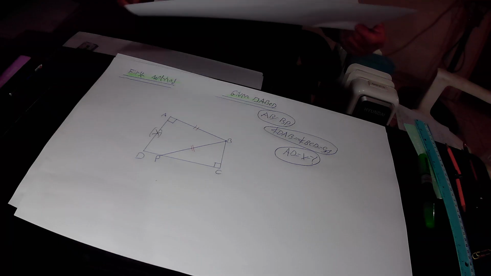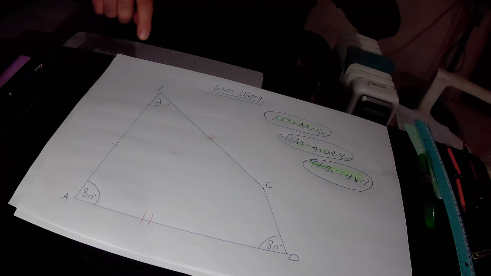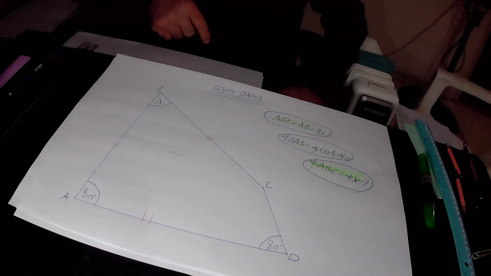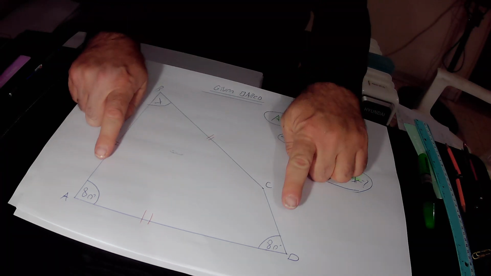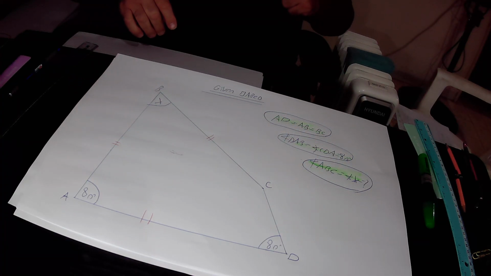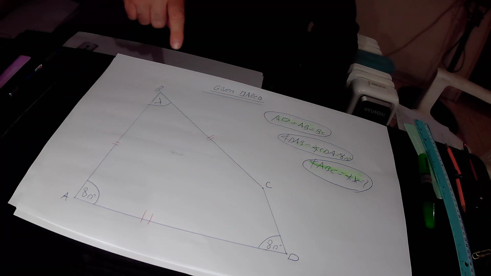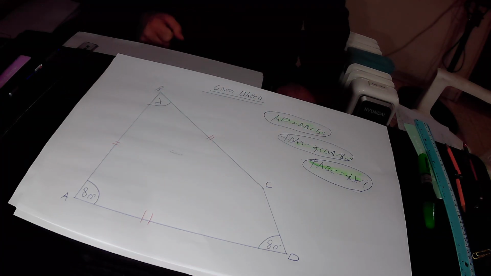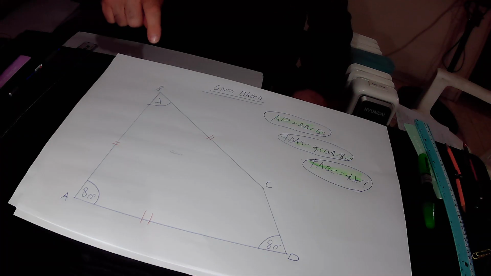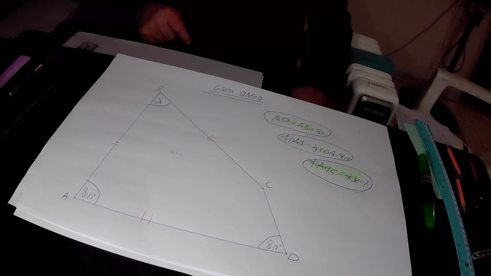So let's start with the first question. In the drawing, we have quadrilateral ABCD. Those two angles are both equal to 80 degrees in their sizes. In addition, we know that AD equals AB equals BC. Again, our task is to find out the size of this angle ABC equals x. We have to find out the value of angle x.